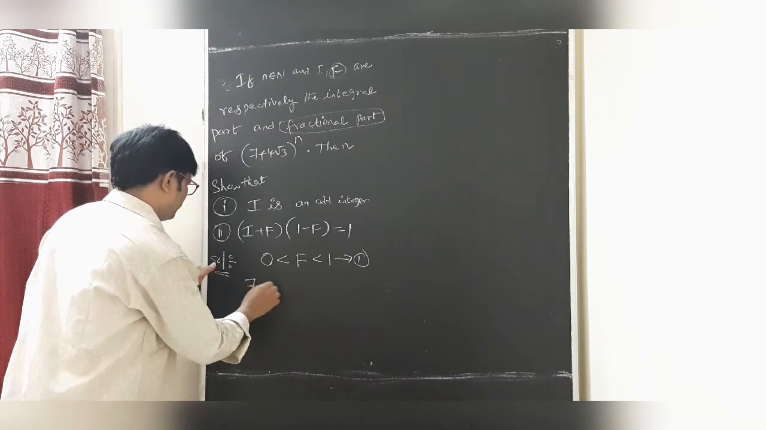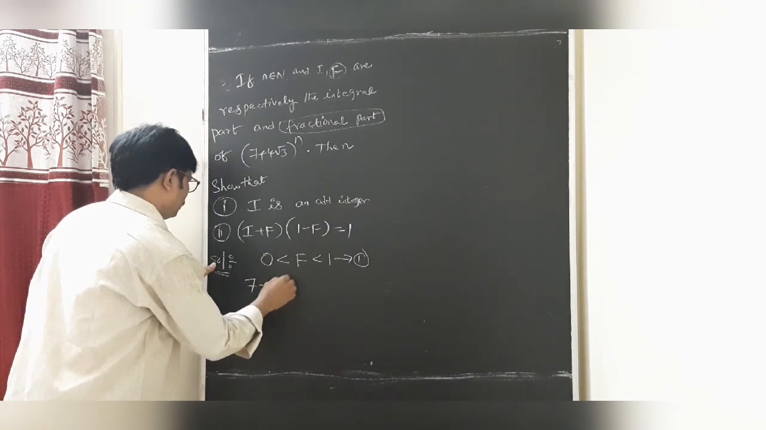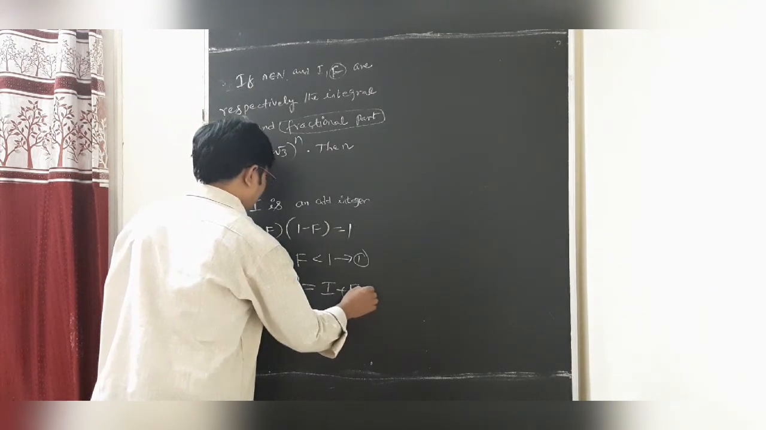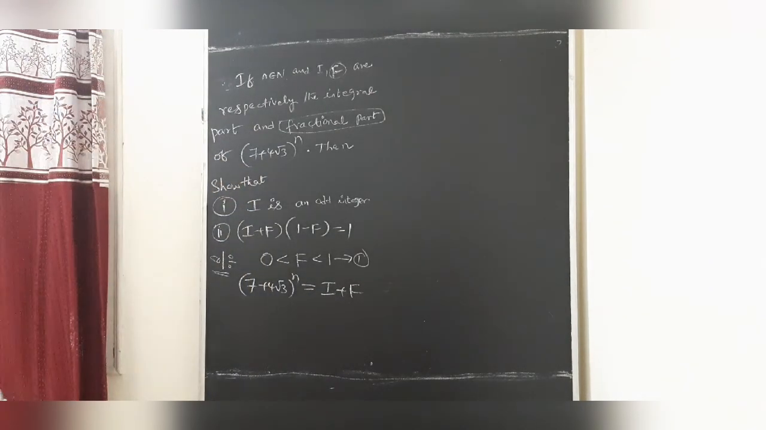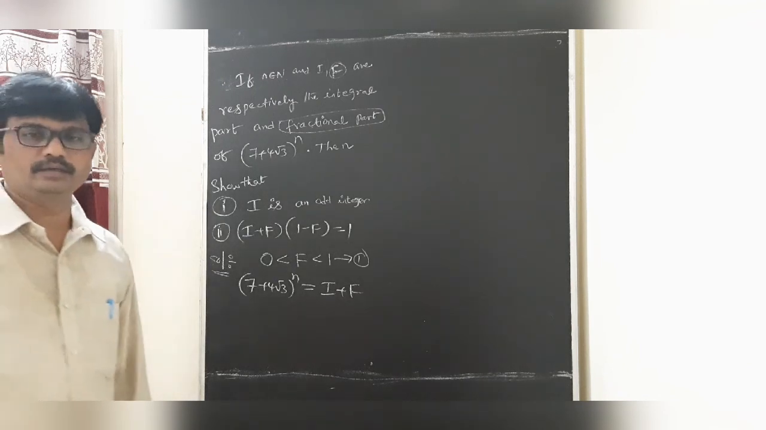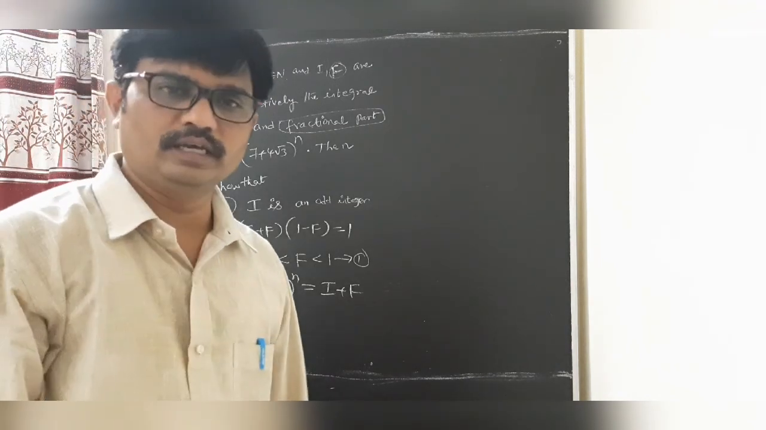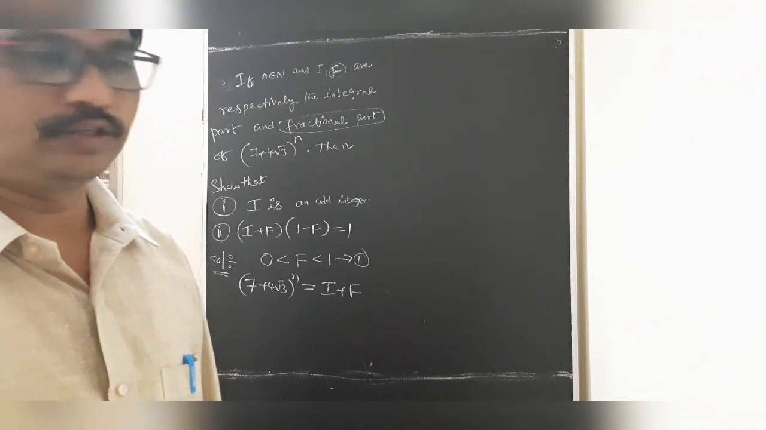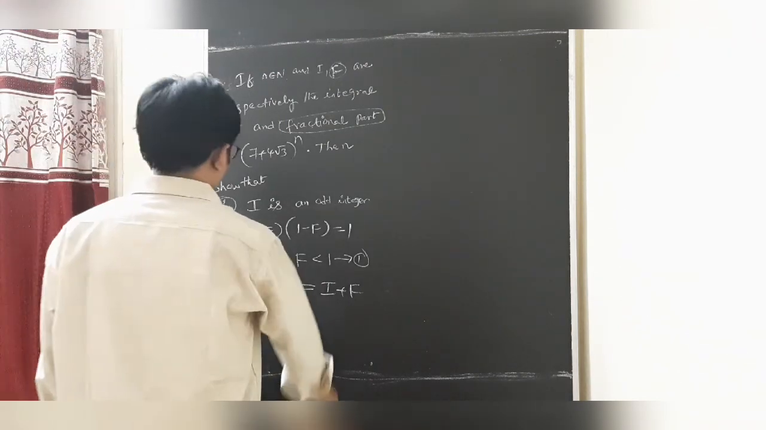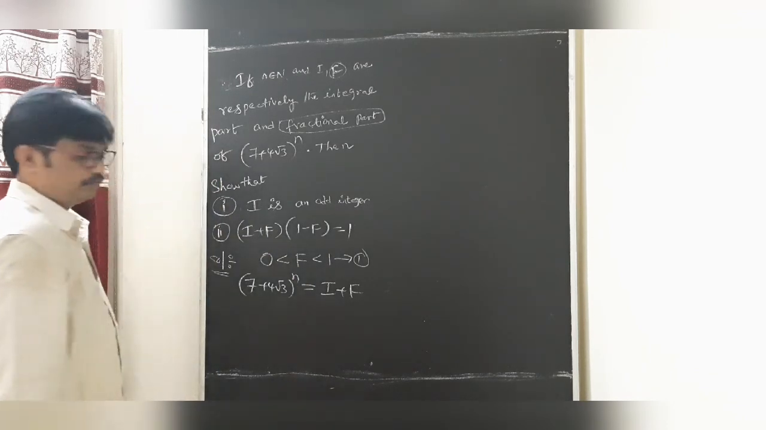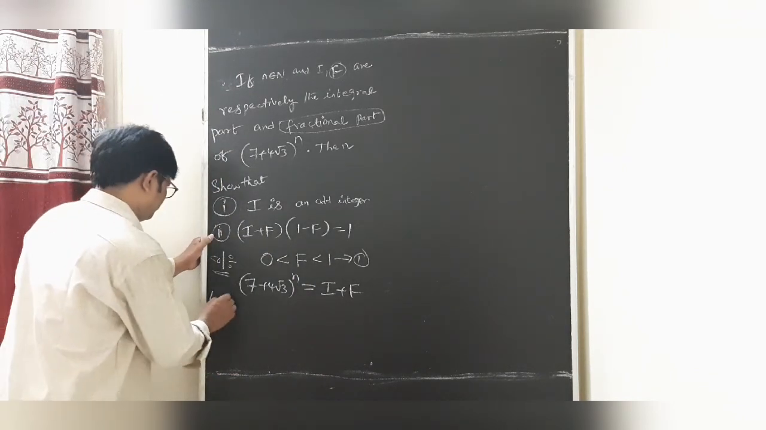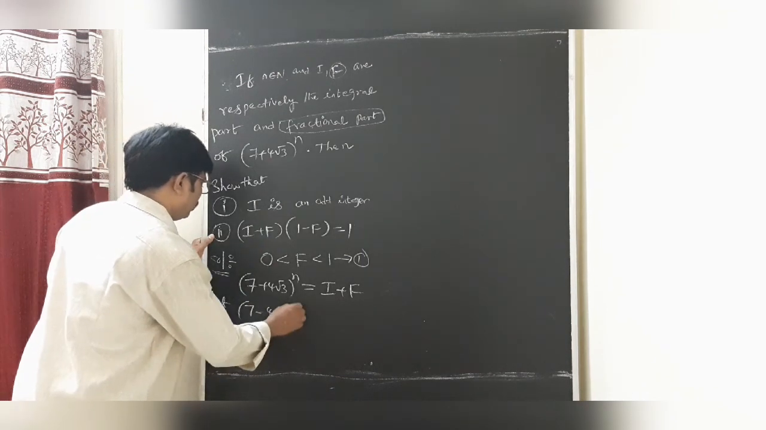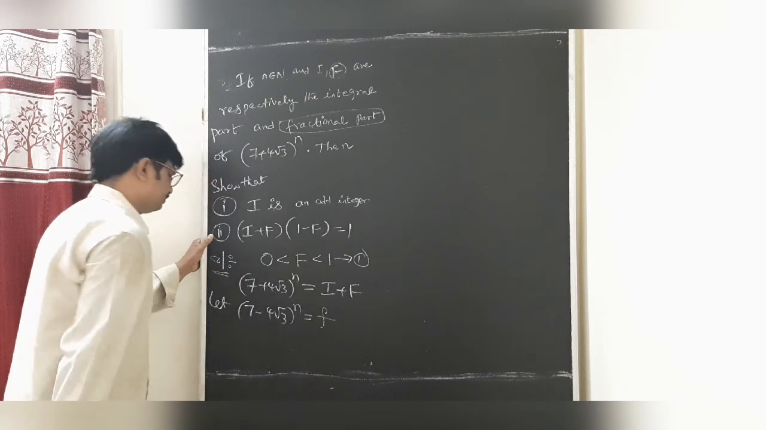So students, (7 + 4√3)^n is given as I + f. In the previous question it was R + f. f is the fractional part. Okay students, here I is the integral part and f is the fractional part. So students, let (7 − 4√3)^n be the small f.